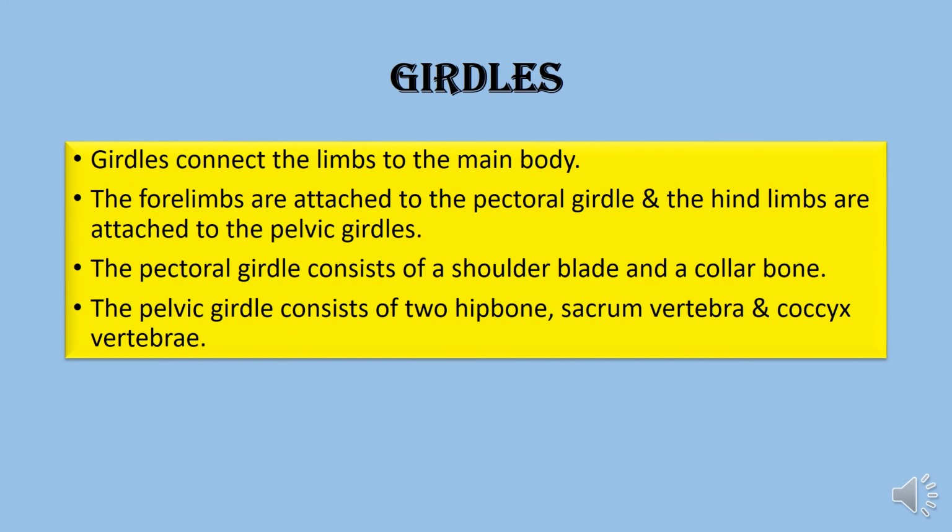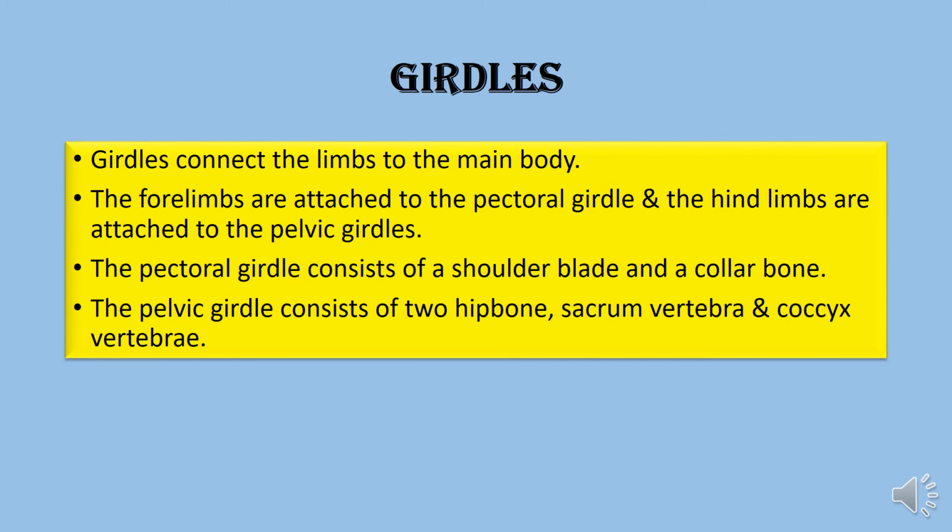Girdles. This is the last part of the skeletal system. Girdles connect the limbs to the main body basically. The limbs are connected to the girdles. Now you understand the meaning of forelimbs. Forelimbs are the hands. The forelimbs are attached to the pectoral girdle, and the hind limbs, that is the legs, are attached to the pelvic girdle. So I will again repeat, forelimbs to the pectoral girdle, hind limbs to the pelvic girdle.